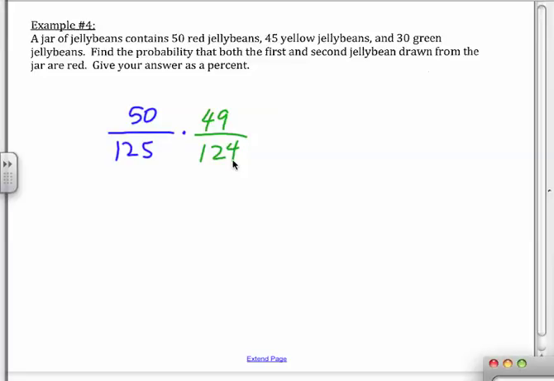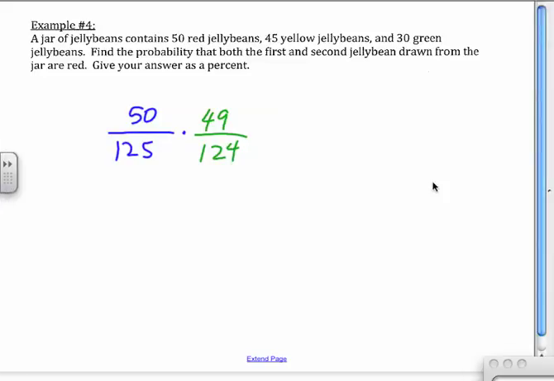Okay? Now, these are the two probabilities for each of those events. I need to find out what their probability is as a percent. I can write this as a fraction, right? I can just multiply these two fractions. Will you tell me what 50 times 49 is? And will you tell me what 125 times 124 is?